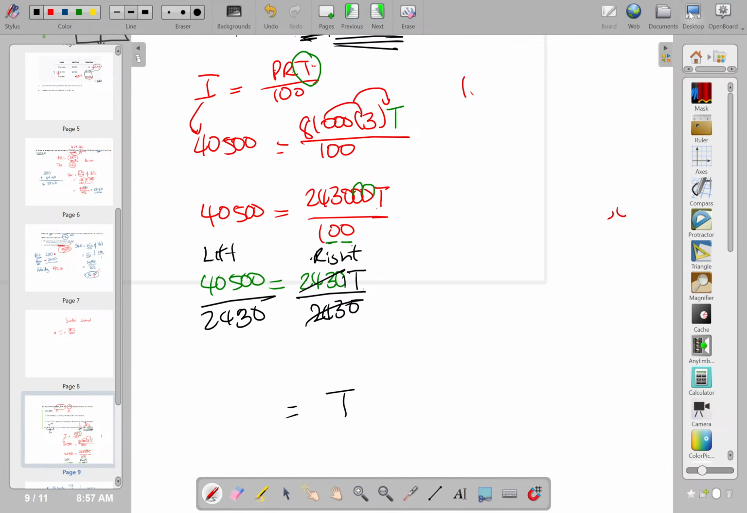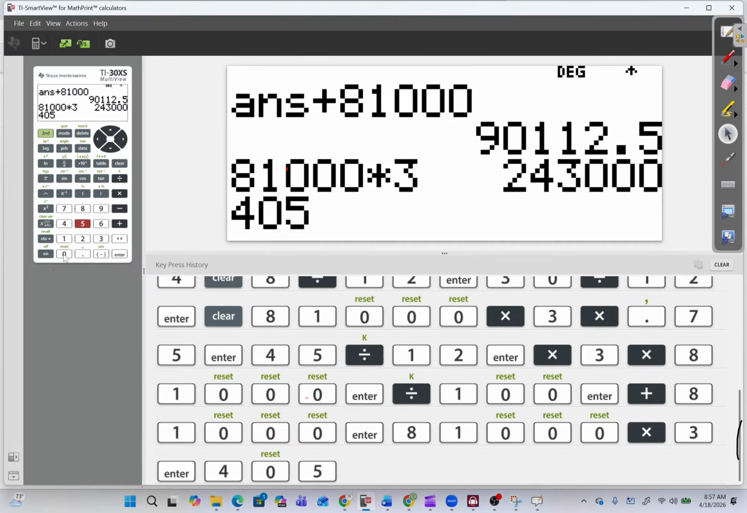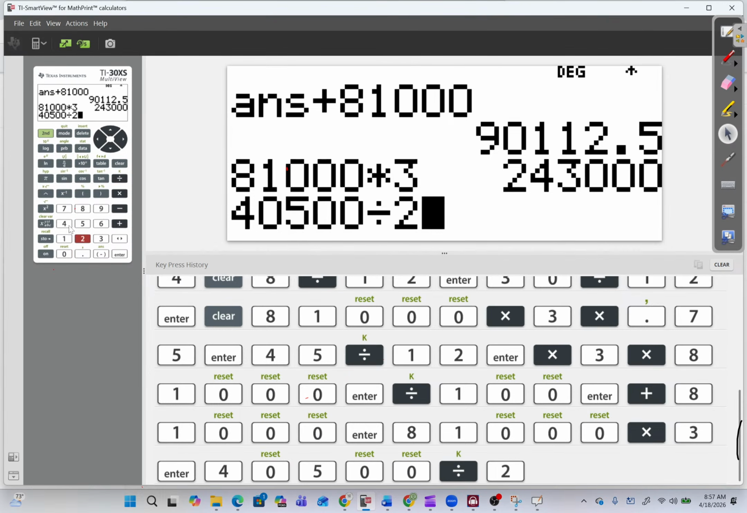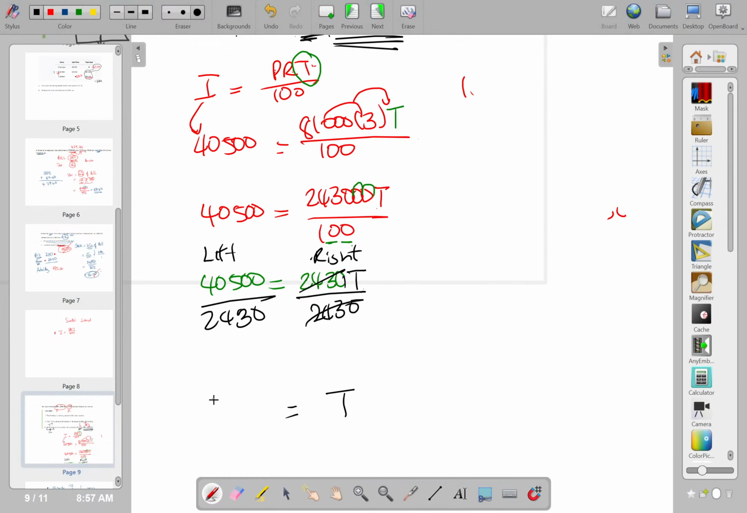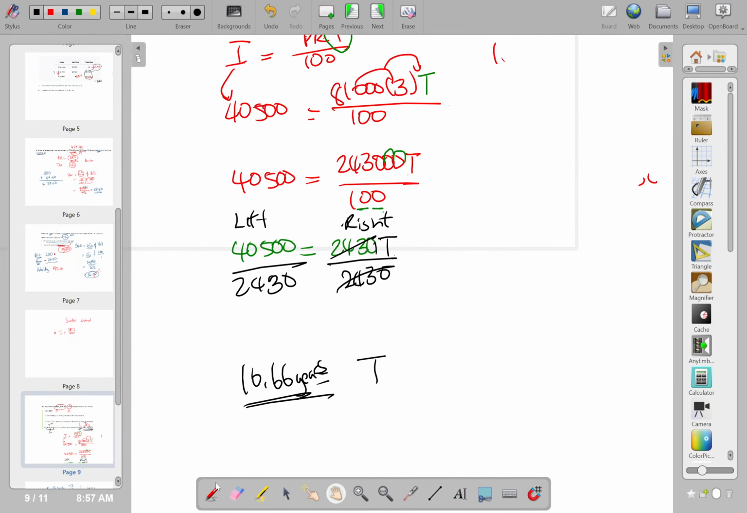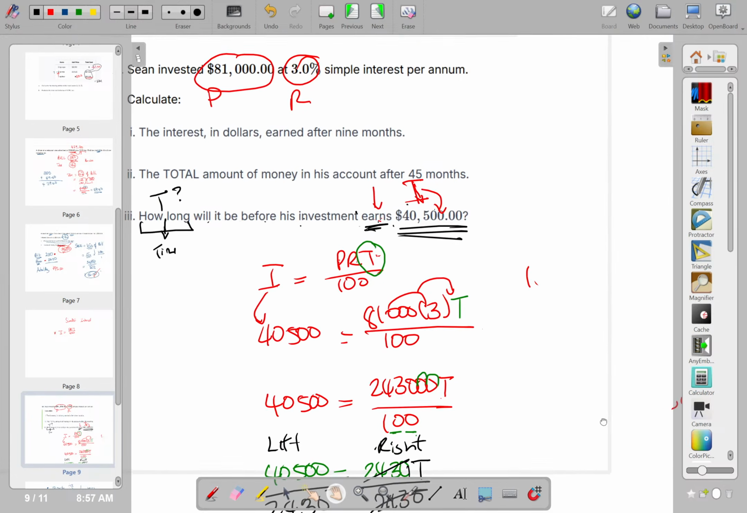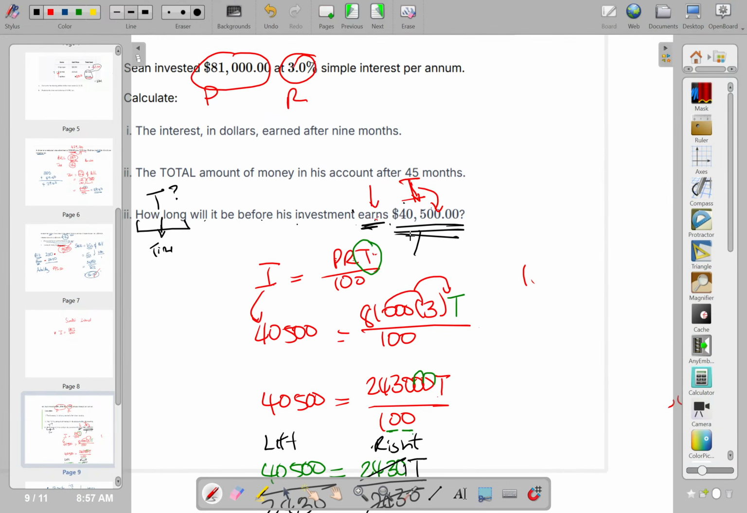So 40,500 is divided by 2,430. That gives me 16.66. And remember, time is always in years. And that is how you find your time. It will take 16.6 years for him to have this in interest added to his account. That's how long it will take him to get that amount of money.